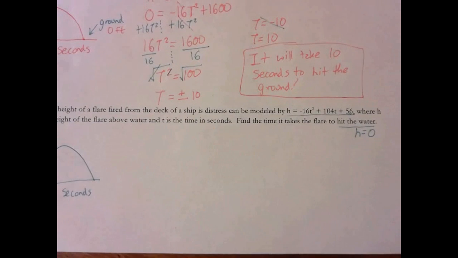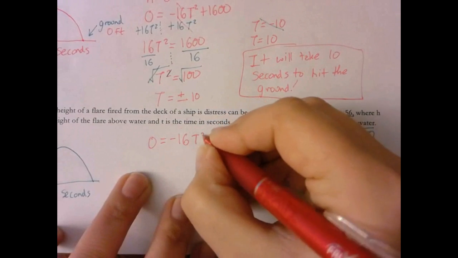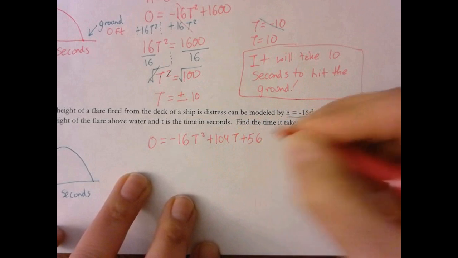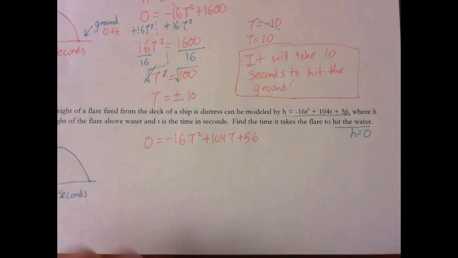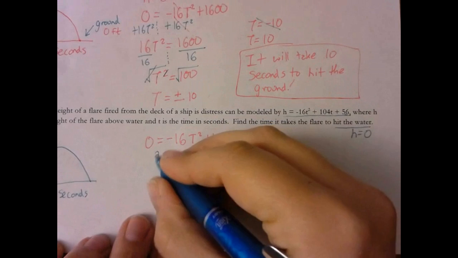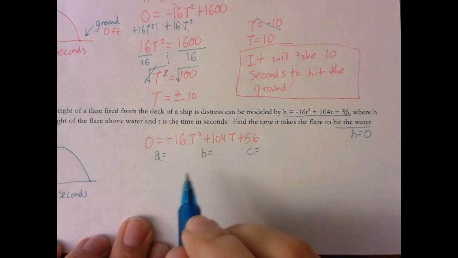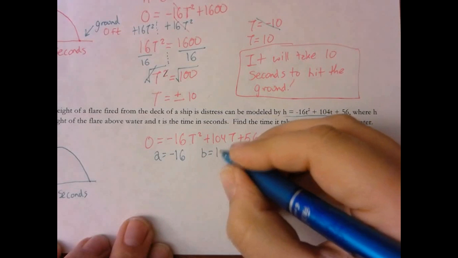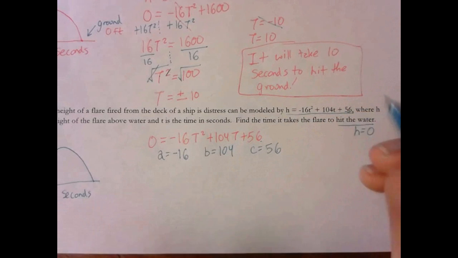So it's going to be really similar to before. We're going to have 0 equal to our equation. So I'm just going to copy down the equation, and we need to solve it. But notice we do have a t term, so we cannot use the square root trick. Instead, we've got to use the quadratic formula. So that means we need to know what a, b, and c are. A is our coefficient for t squared, which is negative 16. B is our coefficient for t, which is 104. And c is our number without any variable, which is 56.